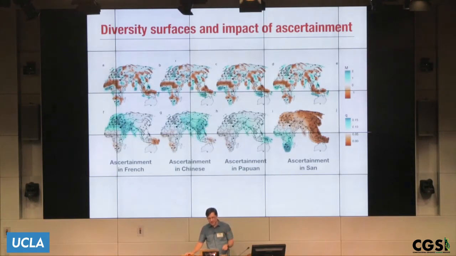Okay, this is about that ascertainment bias and its effect. With some data sets, you can look at just SNPs that exist in a French individual, in a Chinese individual, in a Papuan individual, in a San individual, and the diversity surfaces show the most diversity in whatever region you sample your individual from, but the migration surfaces are relatively constant. So that's really encouraging in terms of the method for migration being robust to ascertainment.